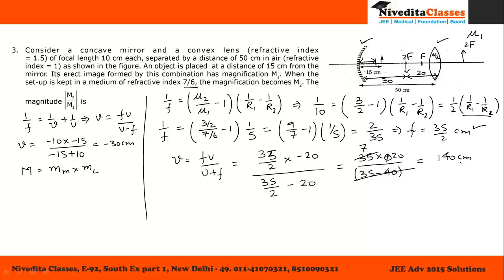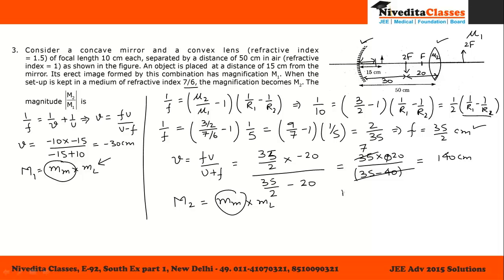Okay, so the magnification in the second case, M2, will be equal to the magnification due to the mirror multiplied by the magnification due to the lens. In the first case the magnification due to the lens was actually 1, because the distance of the image and the distance of the object were the same, and the magnification due to the mirror will remain the same in both cases.